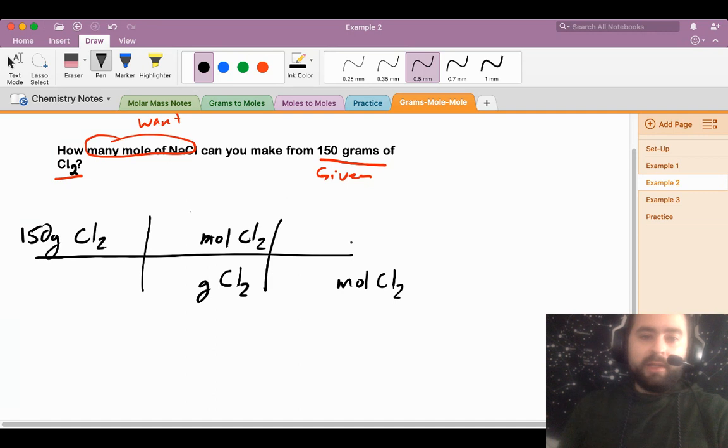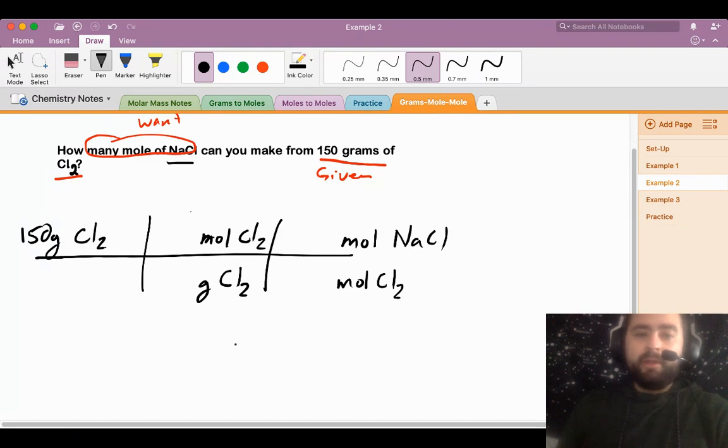The last thing, the last box right here is what I want. I'm going from grams to moles to moles. So grams to moles of NaCl. Because that's what I want.